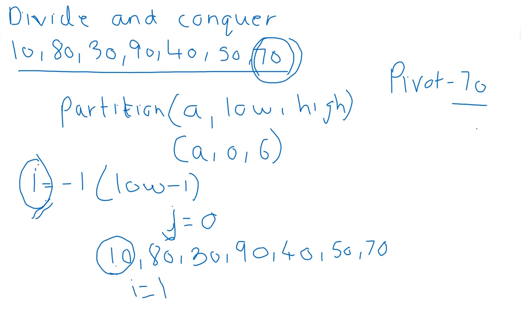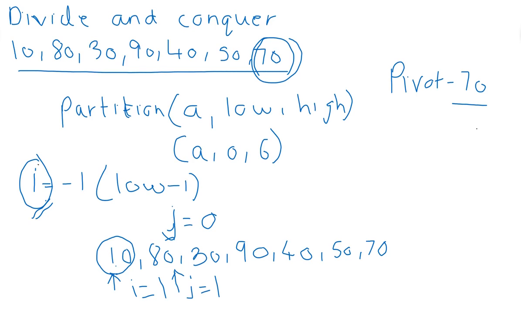So in the first iteration it will do nothing. Let's go with the next iteration. We are scanning from left to right. Now my j is incremented, so my j is at 80, and my i is here. I know all the elements to the left of i, including i itself, are less than or equal to the pivot. Now j is 1, and j is at 80.